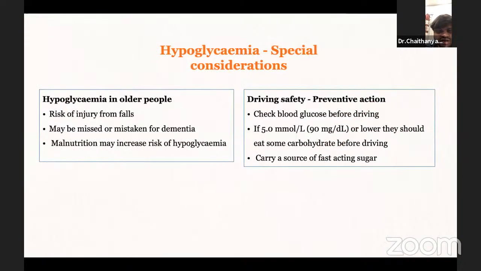So these are the special considerations, especially in older people more than the age of 70. If they have hypoglycemia, they can fall, they can injure themselves. And when a person is driving, you should tell them to be very careful, and they should not develop hypoglycemia.